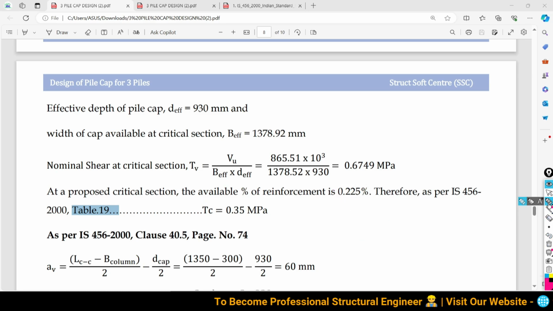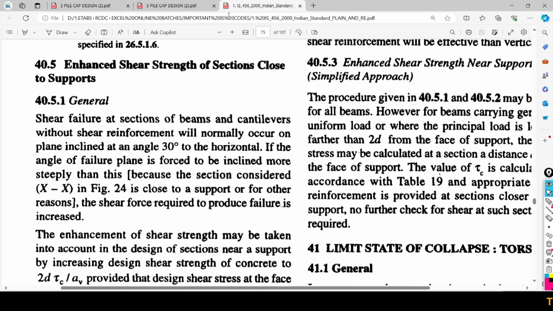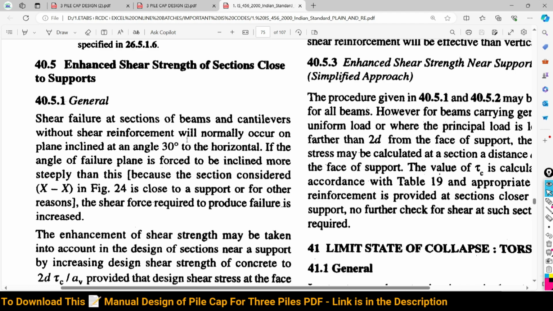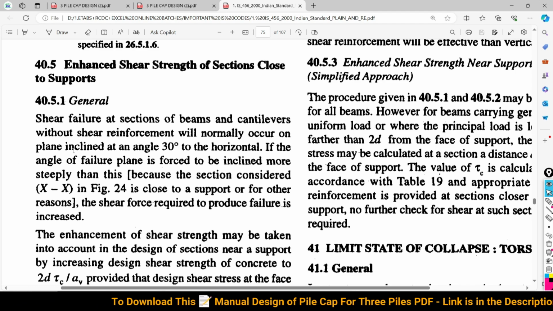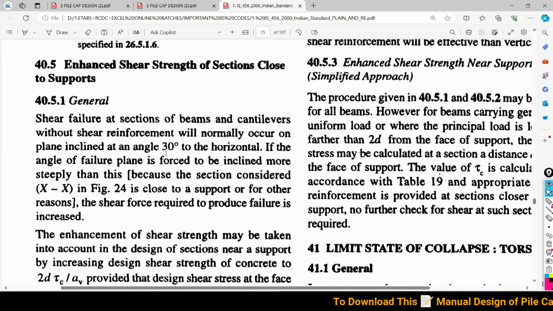We can find an option to make it safe. If you look at IS 456-2000, clause number 40.5, page number 74, let me read this clause, try to understand. Enhanced shear strength of sections close to supports. Shear failure at sections of beams and cantilevers without shear reinforcement will normally occur on a plane inclined at an angle of 30 degrees. In general, the shear failure inclination will be 30 degrees.